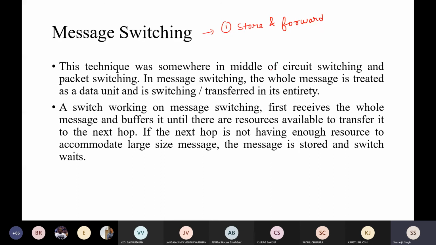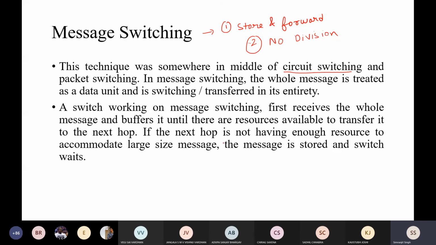Okay, so this technique is somewhere in the middle of circuit switching and packet switching. Why is it in between? Because it has the feature of packet switching of storing and forwarding the message whenever it is received. And it is close to circuit switching because it does not divide the data into packets, so the message will remain intact. In message switching, the whole message is treated as one data unit, and it is transferred in its entirety. So the switch works on the message.